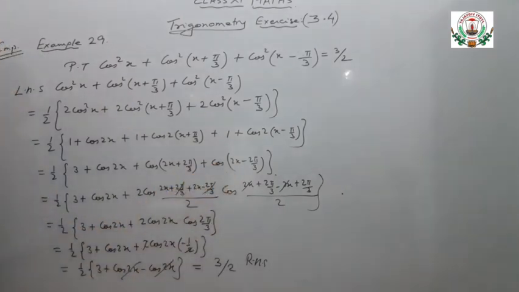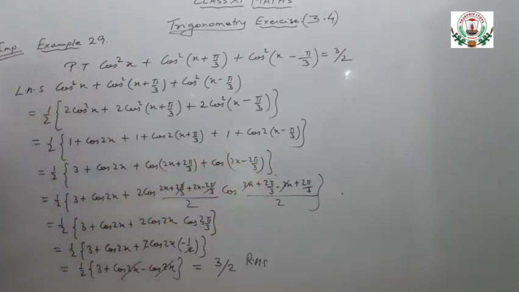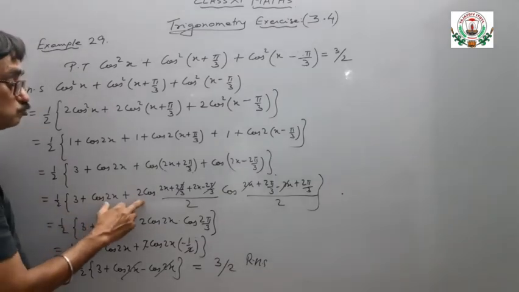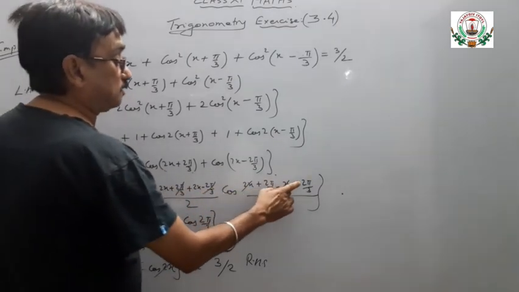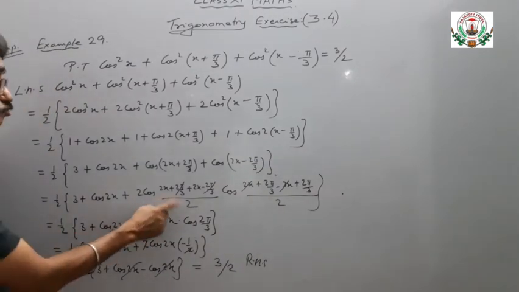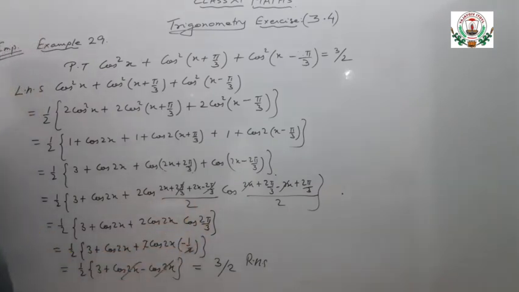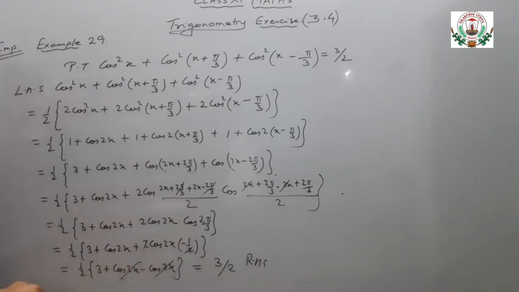Now we know the formula of cos A plus cos B. Cos A plus cos B, this is A, this is B, is 2 cos((A plus B) by 2) cos((A minus B) by 2). So 3 plus cos 2x plus 2 cos((A plus B) by 2) cos((A minus B) by 2). So at last we get 1 by 2 times (3 plus cos 2x plus 2 cos 2x cos 2 pi by 3). And the value of cos 2 pi by 3, that is cos 120 degrees, is minus 1 by 2. 2 and 2 cancel, so 3 plus cos 2x minus cos 2x. Cos 2x and cos 2x cancel. We are at last left with the right side, that is 3 by 2.